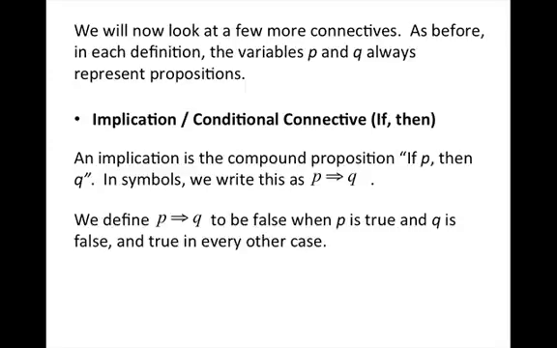We define if P then Q to be false when P is true and Q is false. And it's true in every other case. I can also read this symbol as implies. So I could say P implies Q, or I could say if P then Q. It's only false when the proposition in front of the implication symbol is true and the proposition after the symbol is false. So when you have a true implies false, that's when the implication is false.